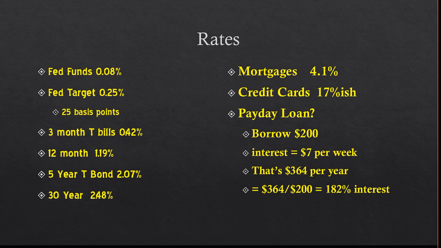The 3-month Treasury bill rate is 0.42%. The 12-month is 1.19. The 12-month is longer term. The 3-month T-bill is about as safe an investment as there is. The 12-month is not quite as safe. And again, there's no inflation premium in there, obviously. If you are getting 1% interest on your money, but prices are going up by 7%, you're losing money, right? And we'll talk about that more in a second. The 5 years, 2.07. The 30 years, 2.48.